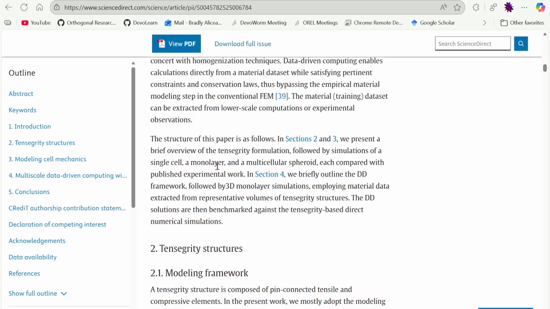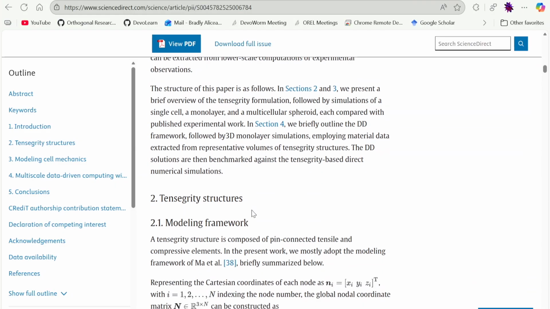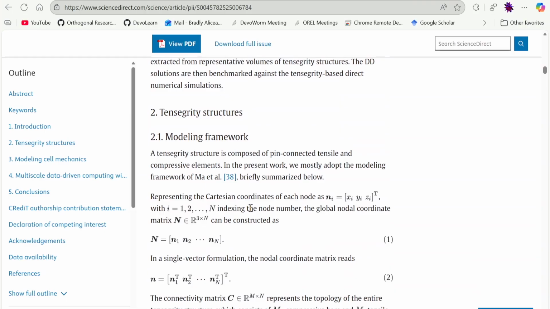And then this is compared with experimental work. They go through the 3D monolayer simulations, and then the solutions are benchmarked against the tensegrity-based direct numerical simulations. So they go through their model of tensegrity, where it's composed of a pin-connected tensile and compressive set of elements. They adopt the modeling framework of Ma et al., which is this reference here, and they just summarize it below.